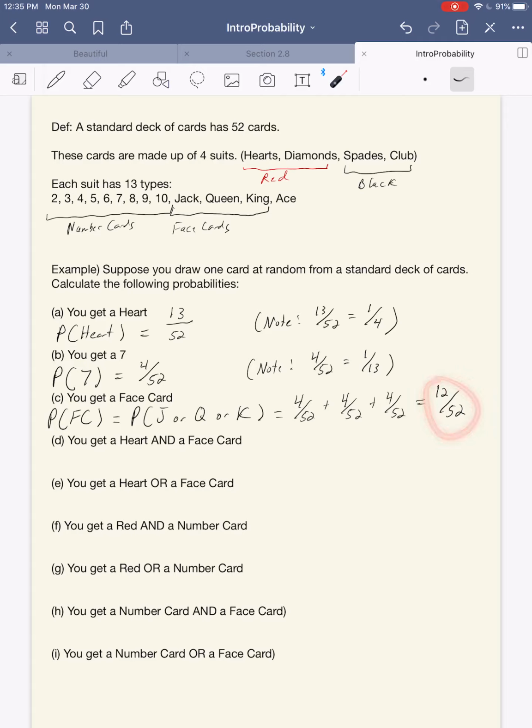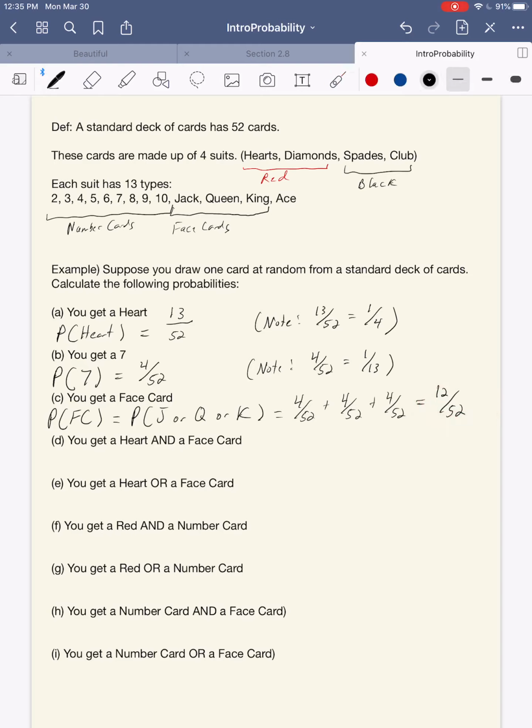If you were to simplify this one, right, you could divide top and bottom by 4 there, and you get 3 out of 13, because that would be saying that these are 3 of the 13 types. But again, we can just leave our fractions in their unsimplified form.